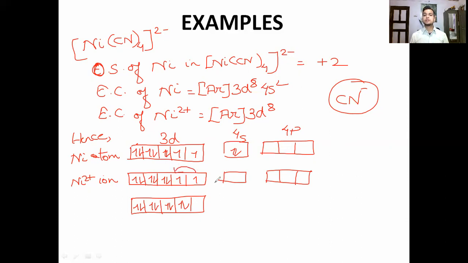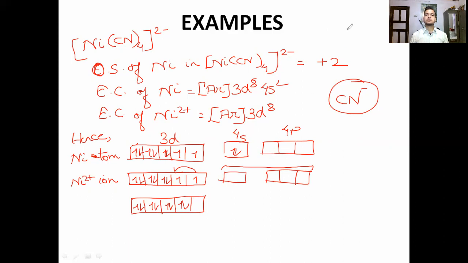Okay, most of the students take it as sp3 because they can see clearly that these 4 orbitals are empty, so they tend to mix them, forgetting about the presence of the strong field ligand. Okay, so it will not actually be sp3. Okay, so it will be dsp2.